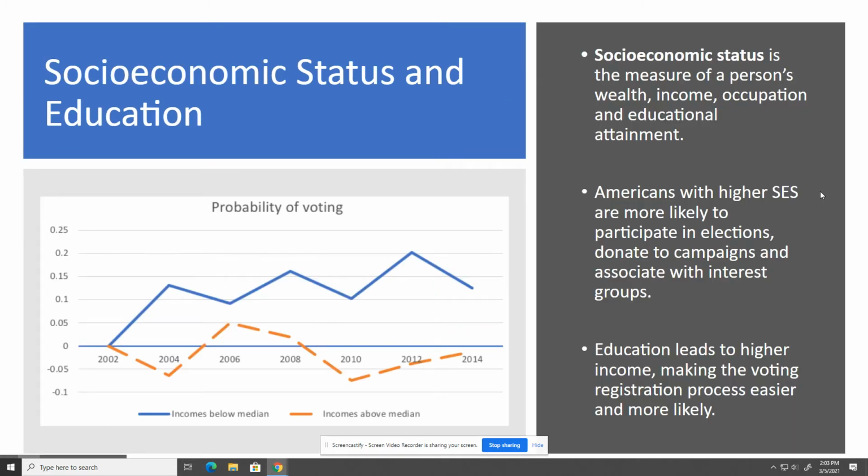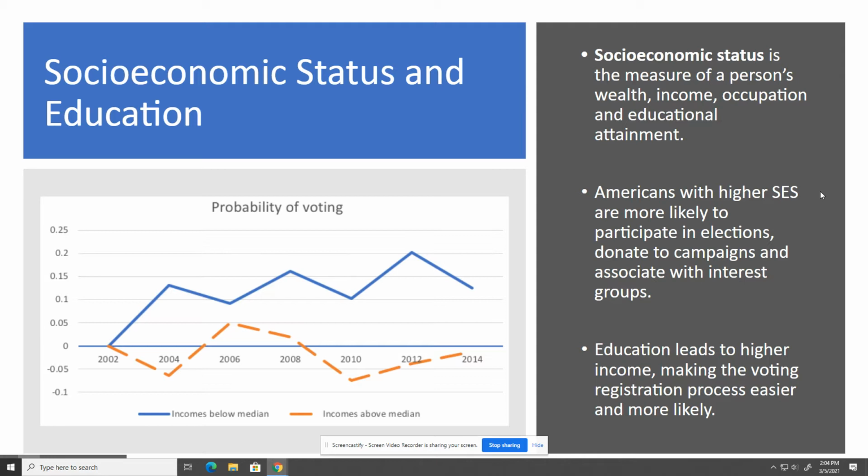So the first is socioeconomic status and education. Socioeconomic status is defined as the measure of a person's wealth, income, occupation, and educational attainment. People who have a higher socioeconomic status are going to be more likely to vote and more likely to participate in politics in general. So they're more likely to participate in elections, to donate to campaigns, associate with interest groups.